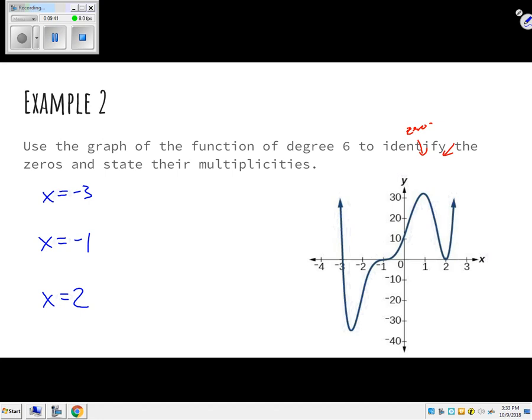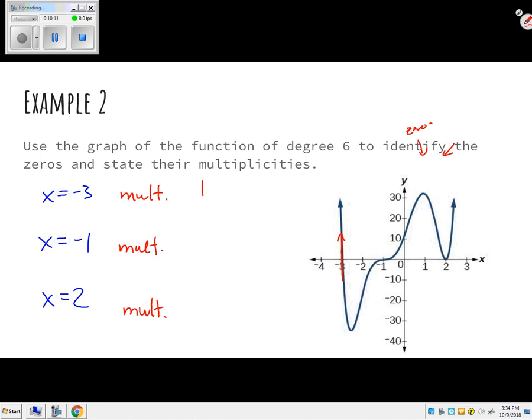So to get the multiplicities of each one, I want to see if it crosses or touches. I'm going to go to -3 first. At -3, I'm definitely crossing the x-axis. If I cross the x-axis, that means I have to have an odd multiplicity. I think of the nicest odd number I can think of. Ooh, I like the number 1.